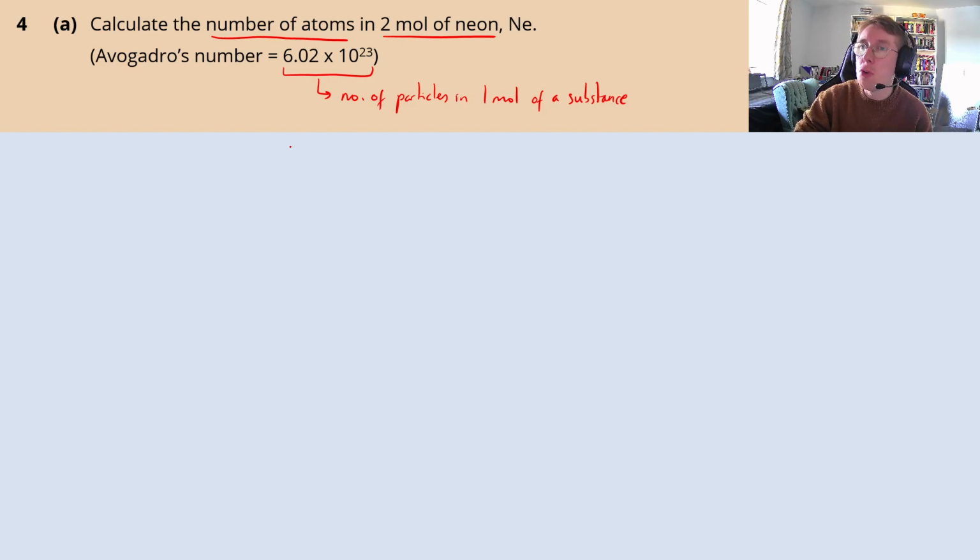So if we've got 2 moles of neon, then that means that we've got twice as many particles as we would have in 1 mole of neon. So we just need to do 2 lots of Avogadro's number. So 2 times 6.02 times 10 to the power of 23. And if we do that calculation, we get an answer of 1.204 times 10 to the power of 24. That is worth 1 mark.